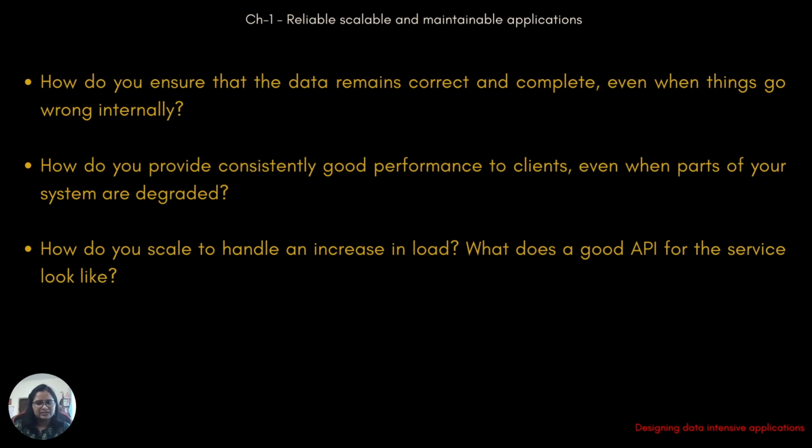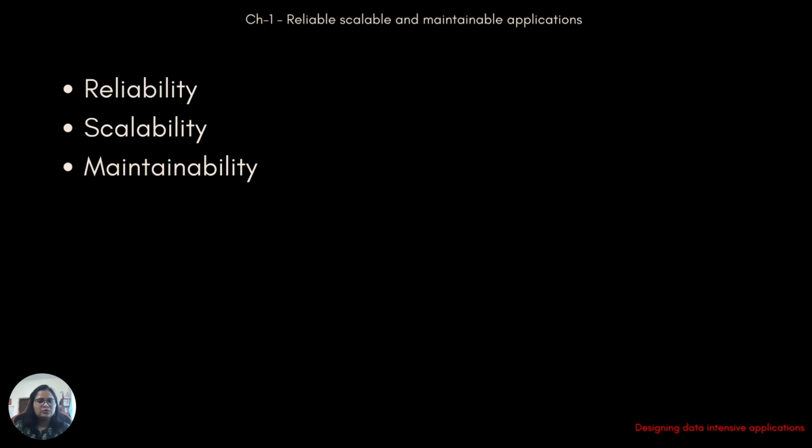There are many factors that influence the design of a data system, including skills and experience of the people involved in the project, legacy system dependencies, the time scale for delivery, regulatory constraints, and organization tolerance for different kinds of risk. We focus on the three main concerns that are important in most software systems: reliability, scalability, and maintainability.